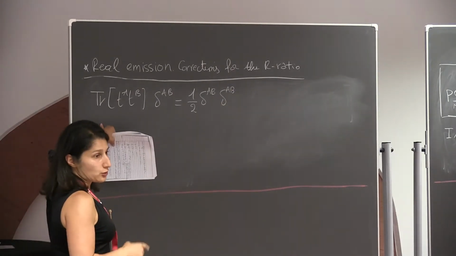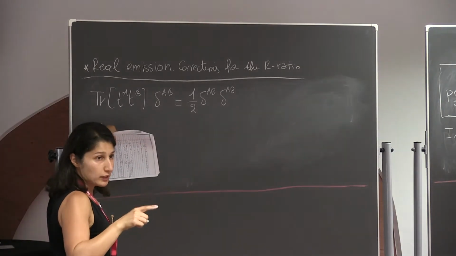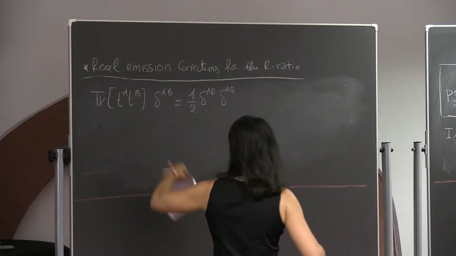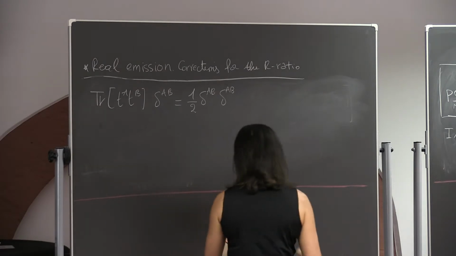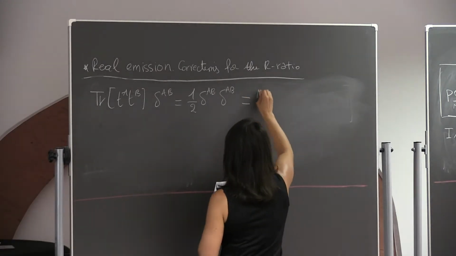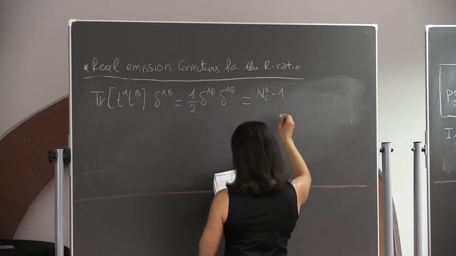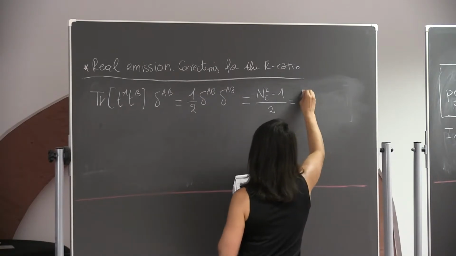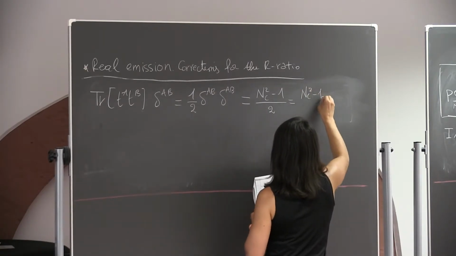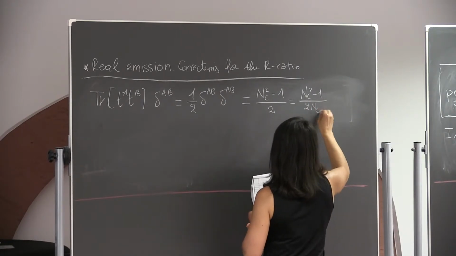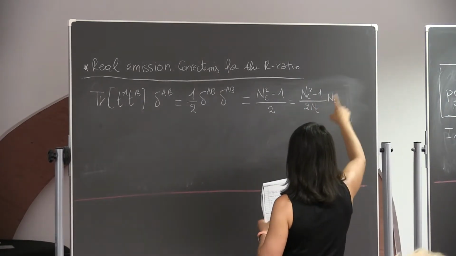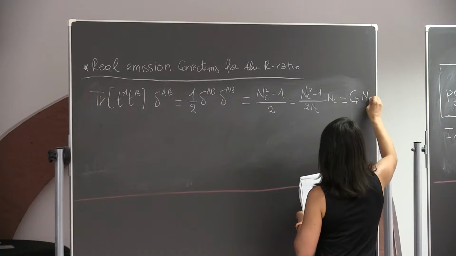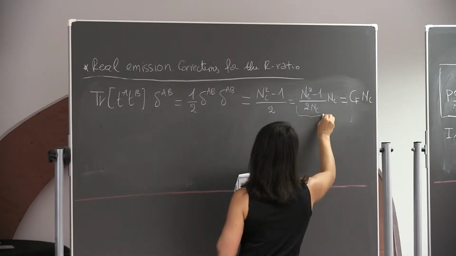We talked about this yesterday. The trace of TA TB is 1/2 times delta AB. Yesterday we said it's TR, and TR is 1/2. Okay, so this is now 1/2 times delta AB from here times the other delta AB we have, and this is simply NC squared minus 1 over 2, which I will rewrite as NC squared minus 1 over 2 NC times NC. I haven't done anything here. I just multiplied and divided by NC, and this gives me CF times NC, where CF is this piece here.